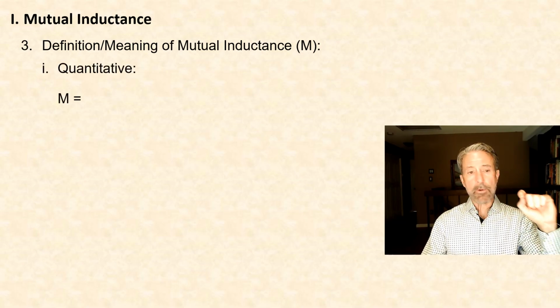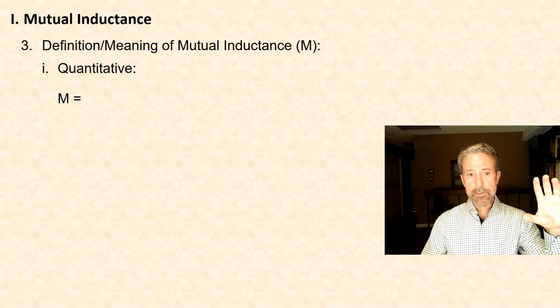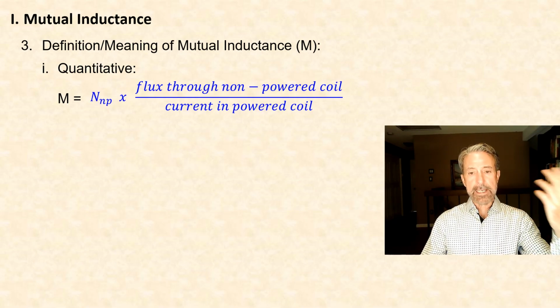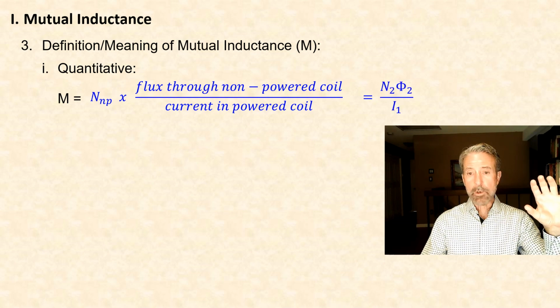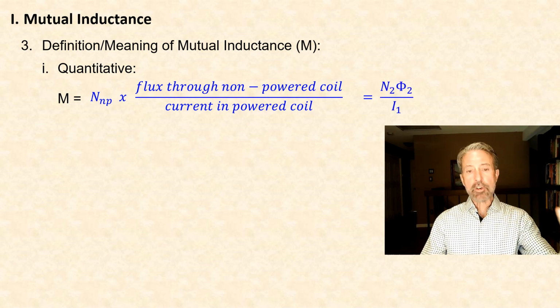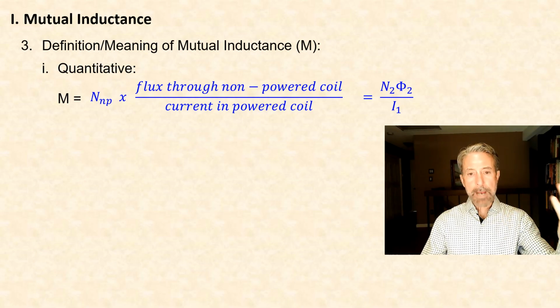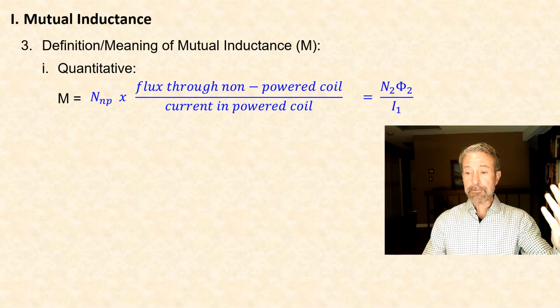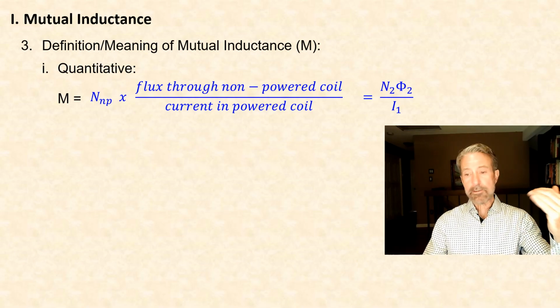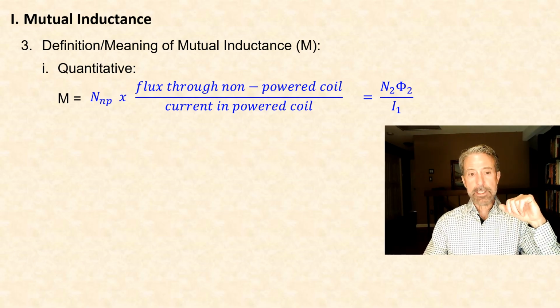We use the symbol capital M to represent mutual inductance. And here we're saying it's really the ratio of the total magnetic flux through the non-powered coil divided by the current in the powered coil. Or since it doesn't matter which coil is powered, we can say it is the total magnetic flux through one coil divided by the current that exists in the other coil.